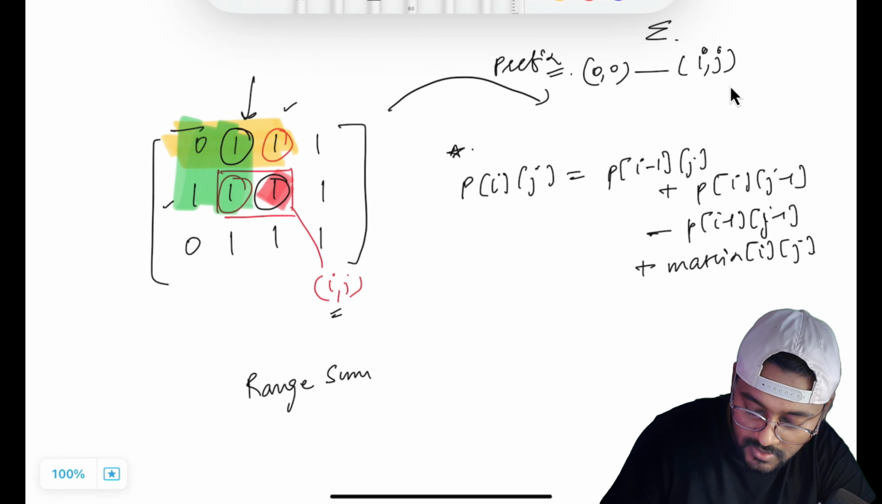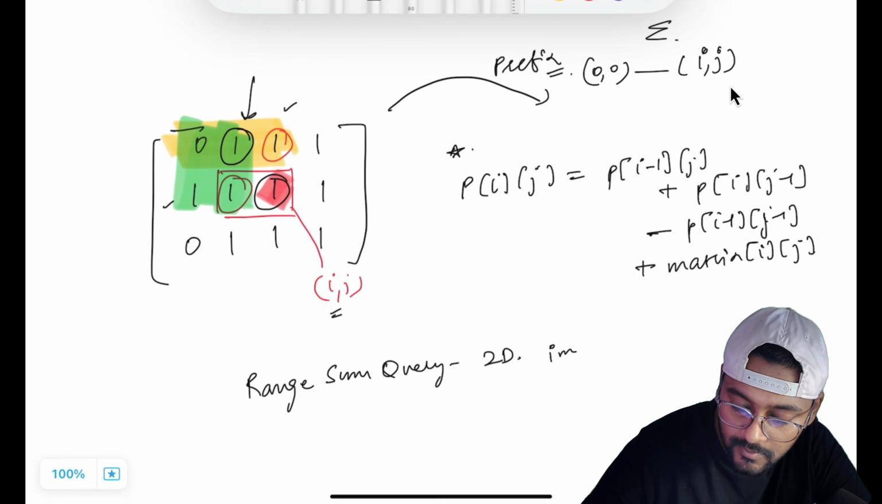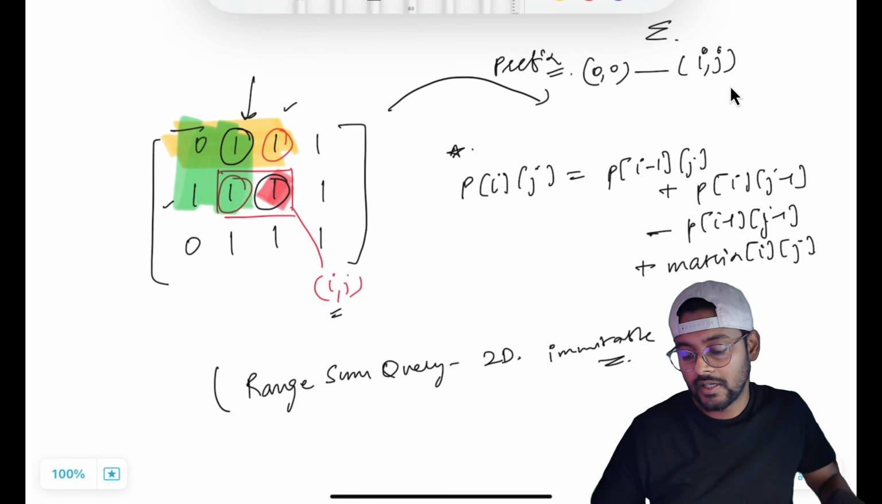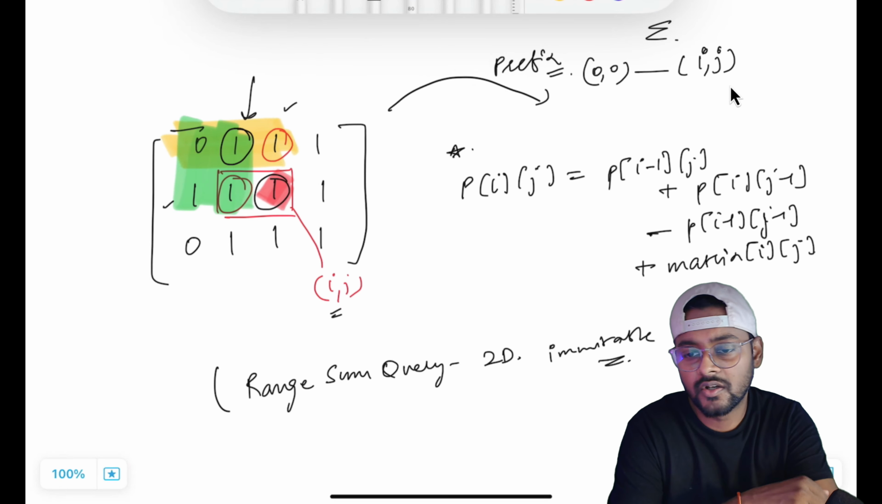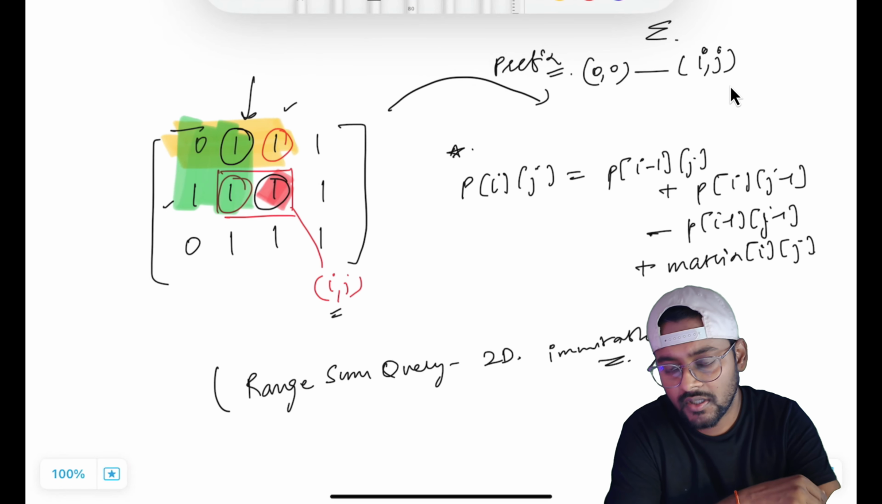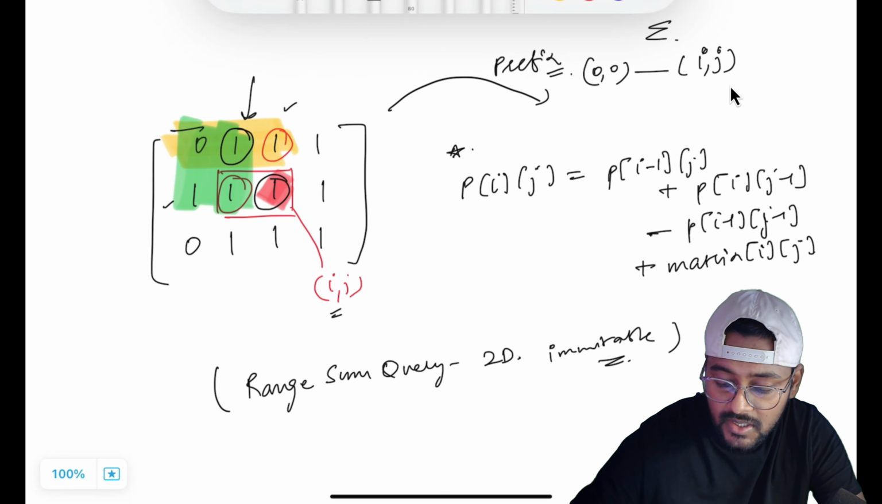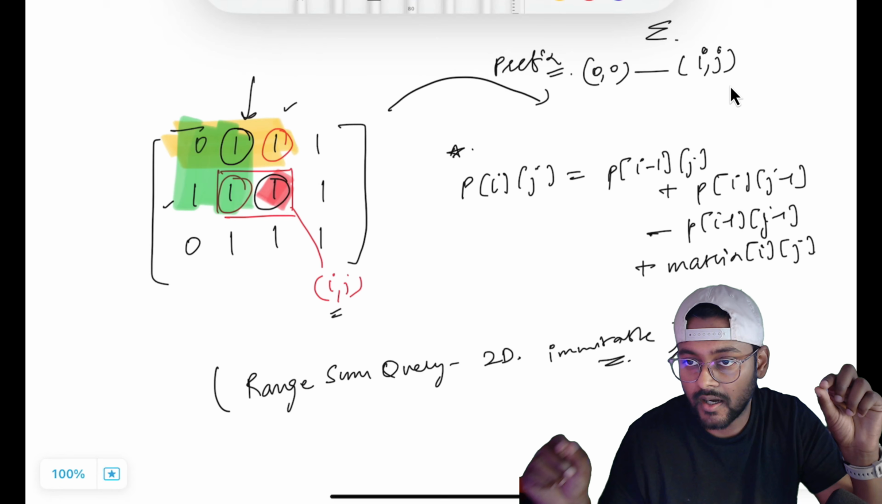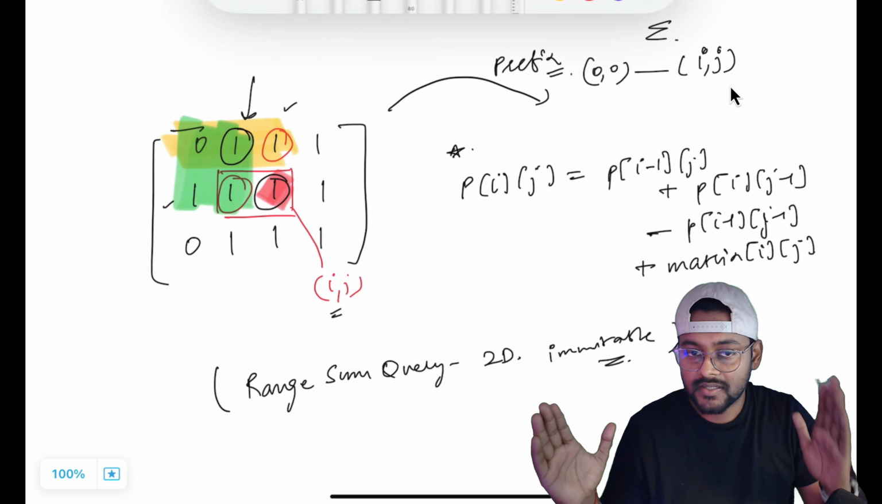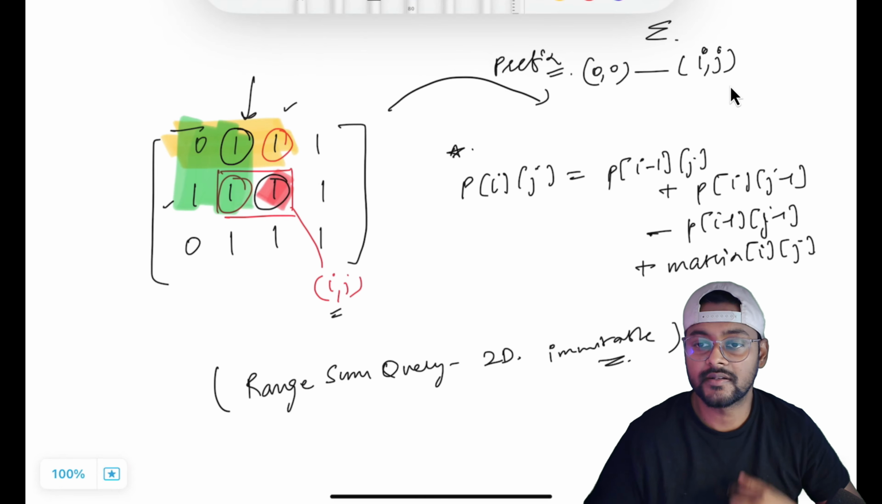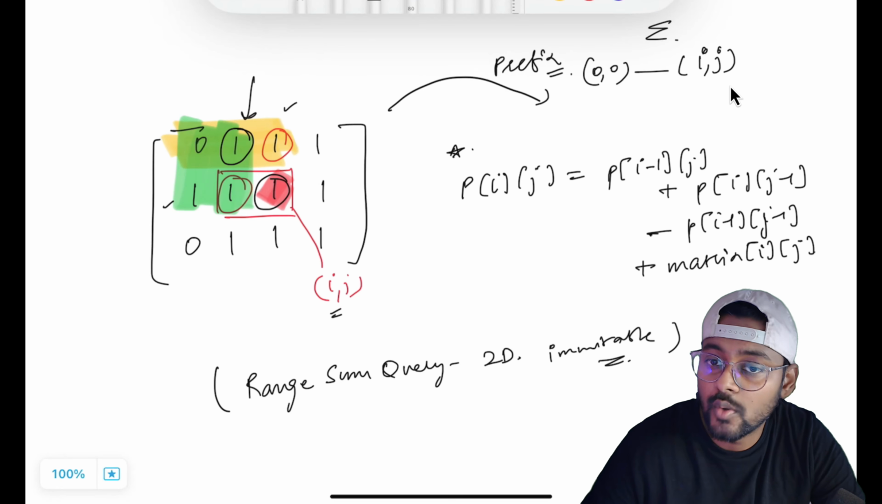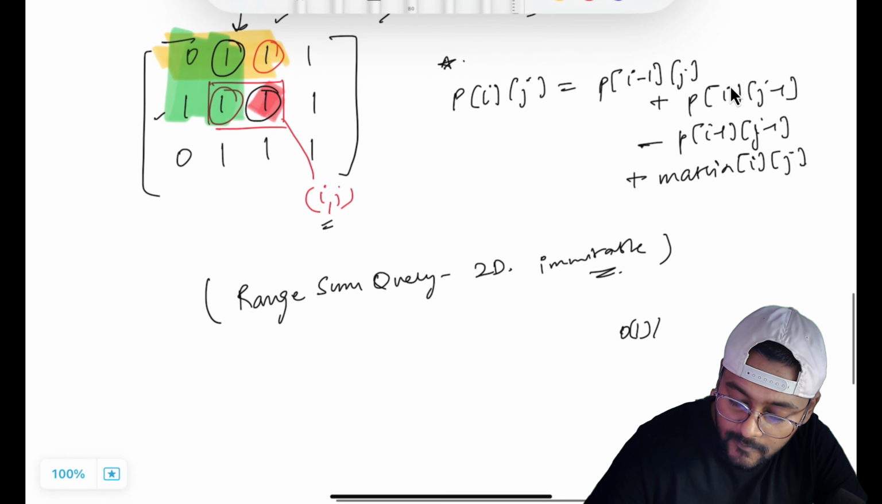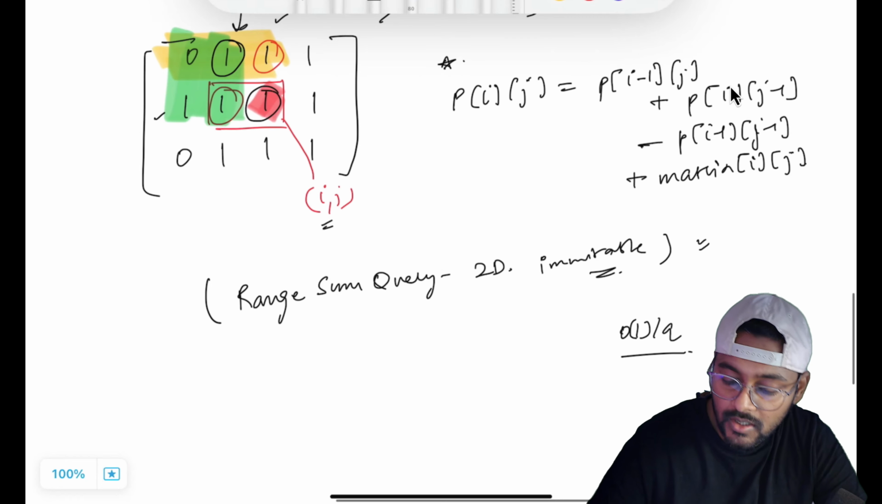Range sum query question for 2D, and it is immutable. Immutable means the grid is not getting changed for every single query. This question is something like, we will be given a grid, and in that grid, starting with i, j to i1, j1, whatever square is there, we write that sum. And to do that in O(1) time per query, we were using prefix sum.